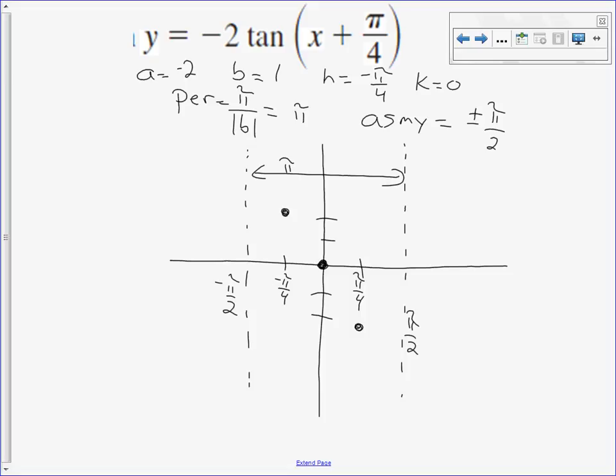So since your a value is negative, it's just going the other direction. Yes, ma'am. If it's positive or negative. If the a is positive, it's always going this way. If a is negative, it's going this way. That's all. And now since this is the parent graph, we just dot it. Okay?